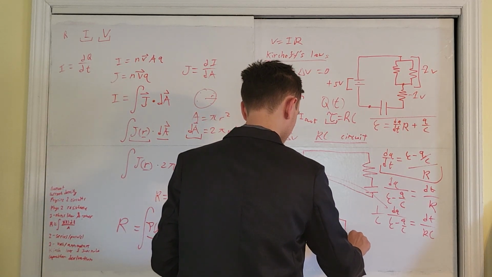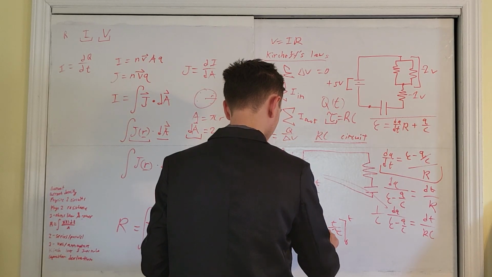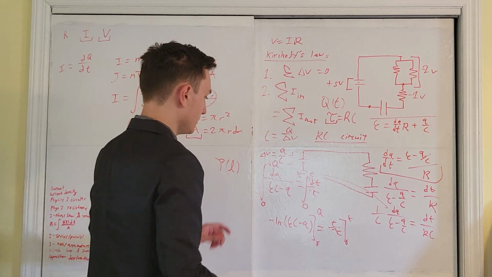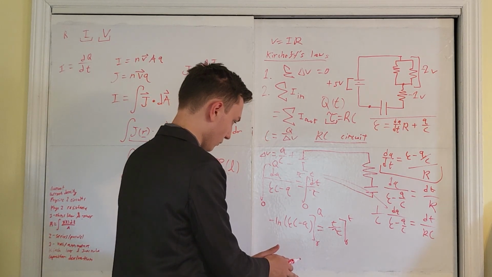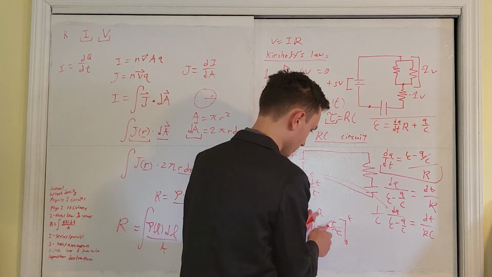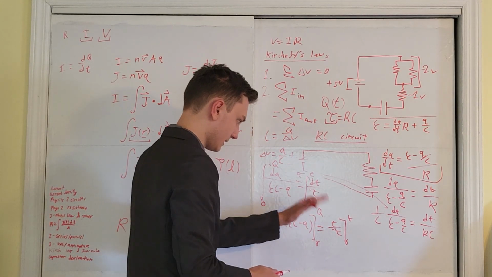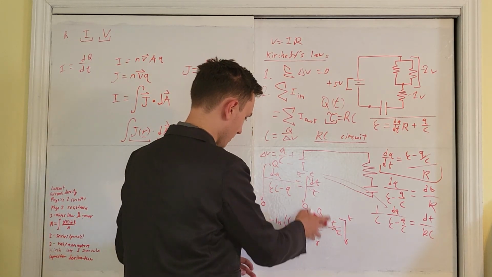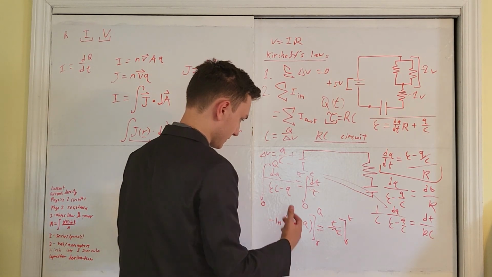Evaluated, of course, 0 to t, evaluated 0 to q. Okay? So we need to take a moment and remember what our variable was here. What am I plugging in? I'm plugging into q on the left and I'm plugging into t on the right. Not time constant, t.